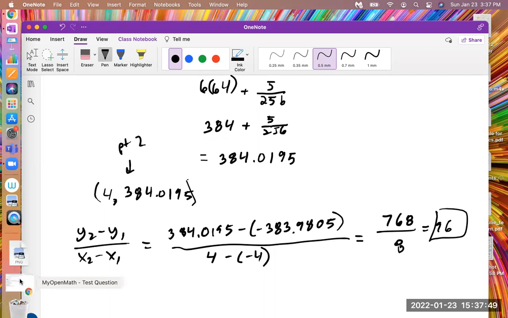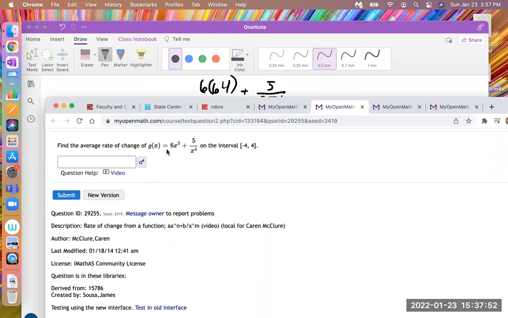There we go. We can just double check our answer, and that's correct.